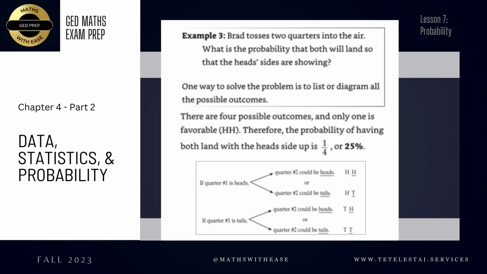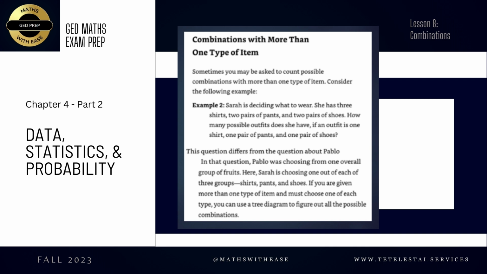In this portion of the lesson, we're going to be looking at combinations with more than one item. So sometimes you may be asked to count the possible combinations with more than one type of item. And so just know that they essentially follow the same fundamental principles that we saw with one item, except that you would be multiplying based on the different types of items that you're working with.